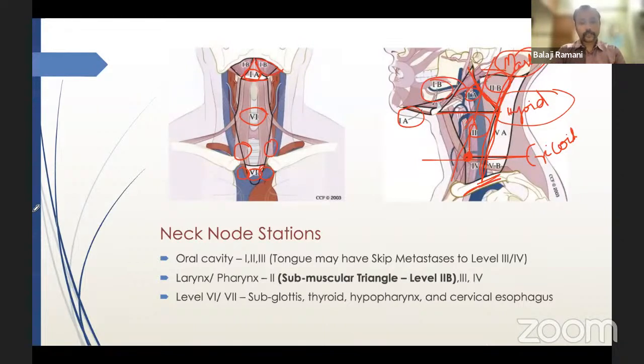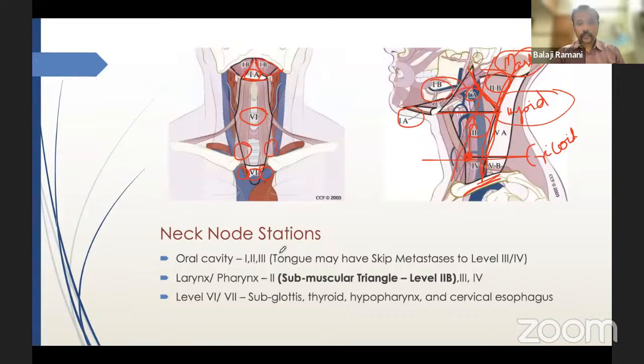Along with this, you have the submandibular gland as well. The submandibular gland is always resected whenever a 1B dissection is done. It is always a part of your neck dissection because it is included in your 1B and it will have a few nodes which are attached to it. Are you all clear? Is everyone clear? Any doubts with regard to this?